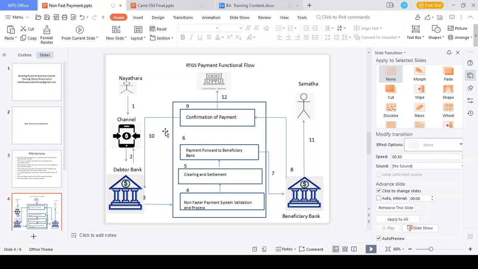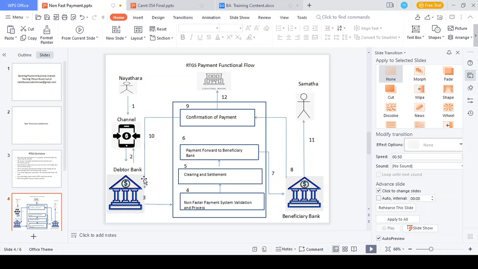Once all those things happen, they inform the central bank system that the amount has been credited to that specific bank. Again, the central bank system sends the acknowledgement to the debtor bank that the amount has been credited to the specific beneficiary bank. This is the general flow of RTGS payment.